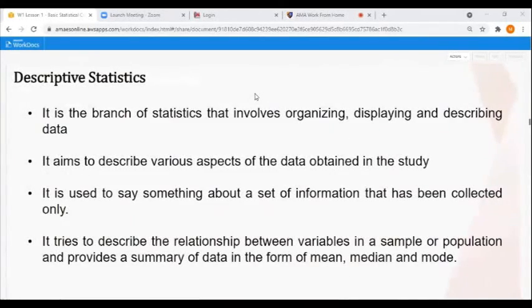Next, we have two branches of statistics, and these branches are descriptive and inferential. So for these branches of statistics, we would be studying about the measures of central tendency, like mean, median, and mode. We also have examples of the measures of spread, which is the variance and standard deviation.